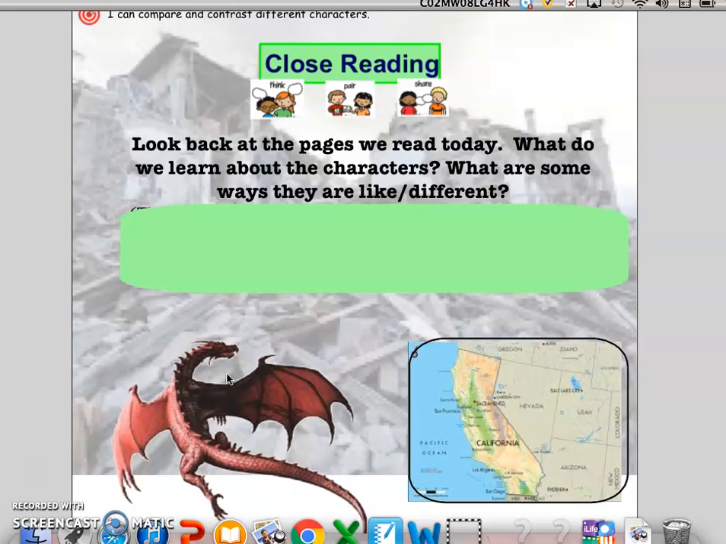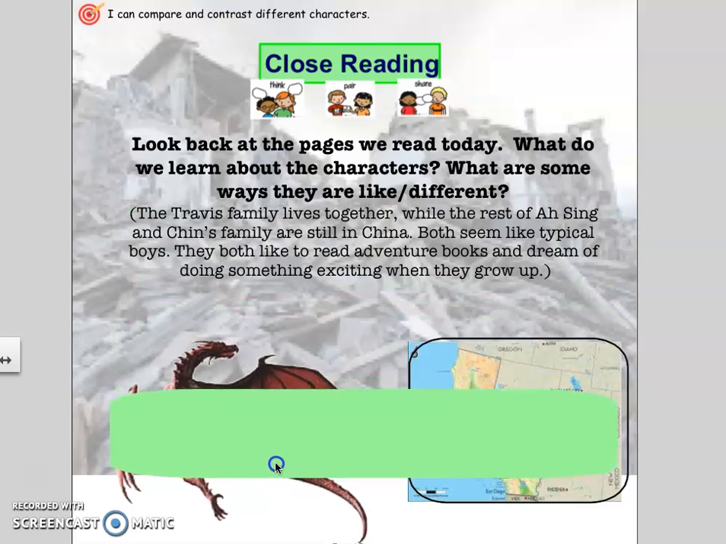Now that you thought about what did we learn about those characters and how are they alike and different, let's look at our answers. We were introduced to the Travis family, and the Travis family lives together, while the rest of Asing and Chin's family are still in China. Both seem like typical boys, Henry and Chin. They both love to read adventure books and dream of doing something exciting when they grow up.